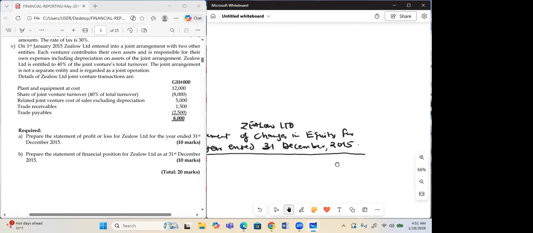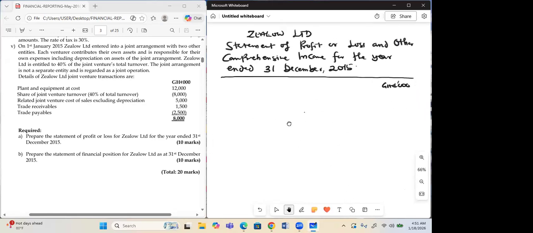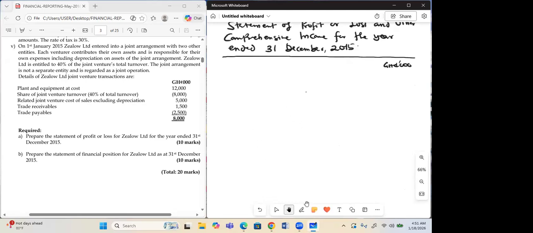Now let's go to our statements and then prepare it. Okay, so this is our first statement, the statement of profit or loss. What do we get as revenue in your workings? If you've written your workings, mention it for me, the working number and the value. What is the revenue?